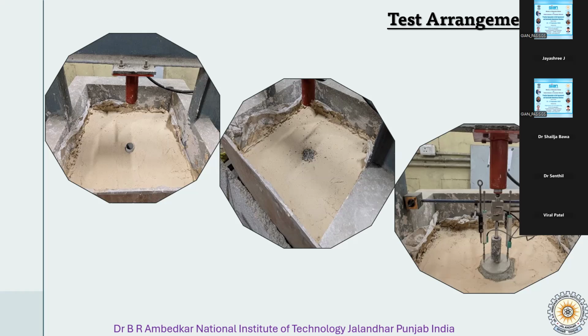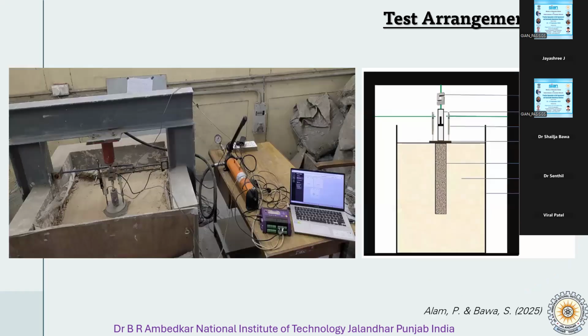The hydraulic jack has been used to apply the load, and the settlement is taken with the help of the dial gauges. So this is the total arrangement where he's plotting the load settlement curve for the test tank. This test arrangement has been made in our geotech engineering lab. So he's working on this.